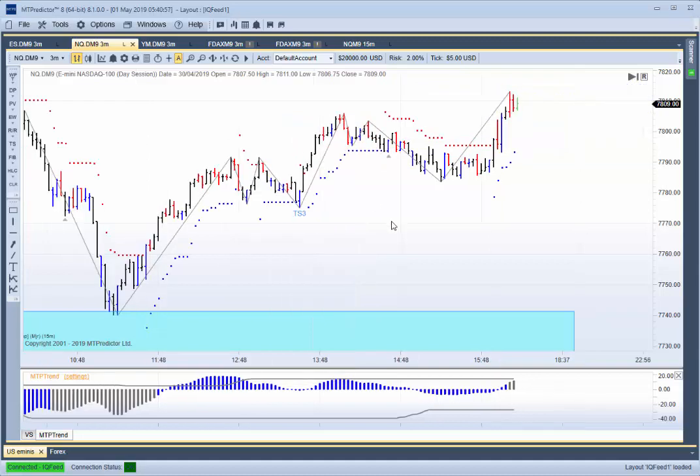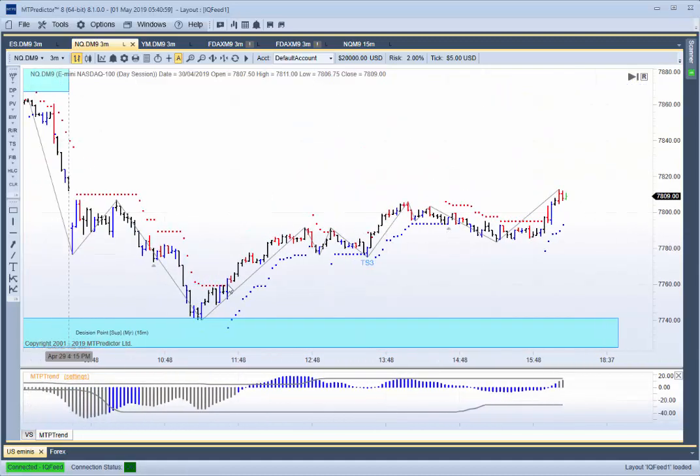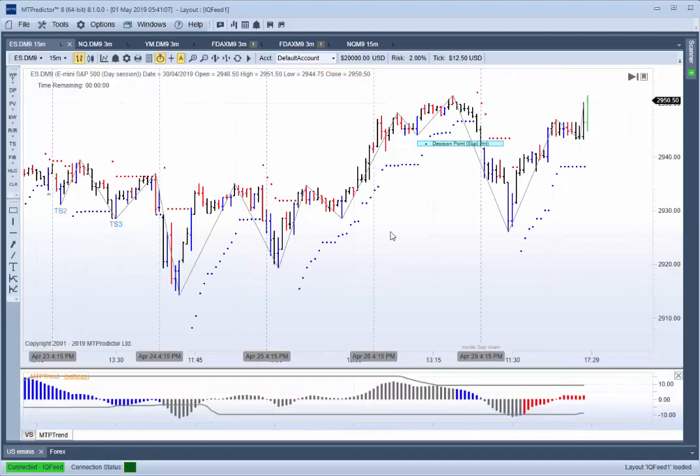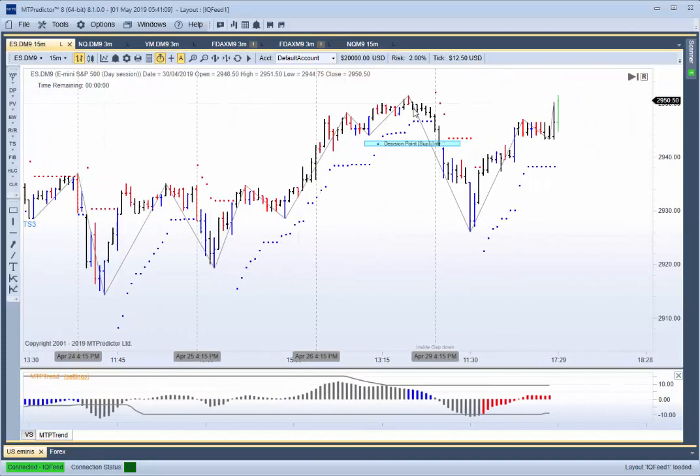But the whole point of this video is to show you when the picture becomes clear. Now compare this with the ES. There's some analysis I was doing here yesterday. If I go out to the 15-minute chart, here the market was going down. It went through that DP. So at this point in time here, when we were doing our webinar, we said the large trend looked to be down.